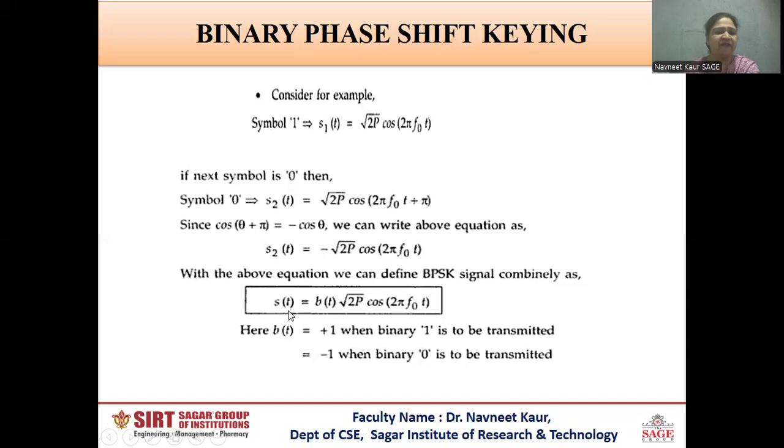Now, if I have message 0, b(t) will be minus 1. So here I'll have a negative sign. So the equation will be minus root 2P cos 2 pi f naught t, which is the same as I had shown earlier for message 0. So this is the general equation of the BPSK signal.